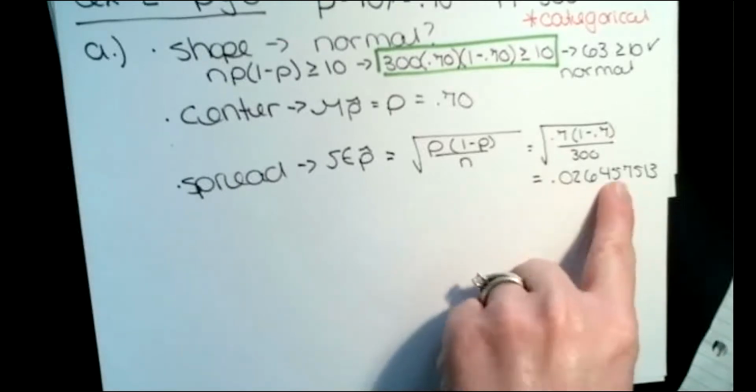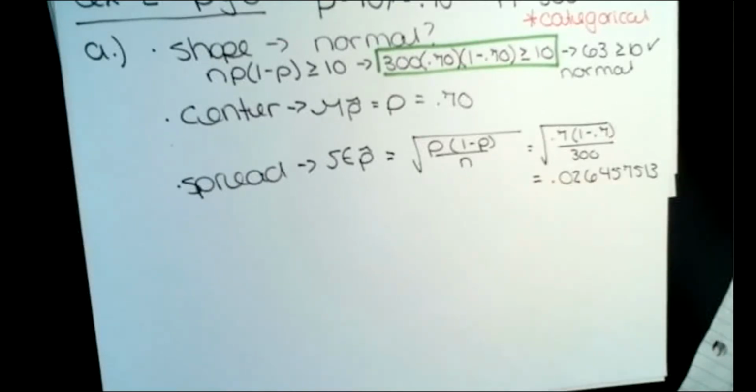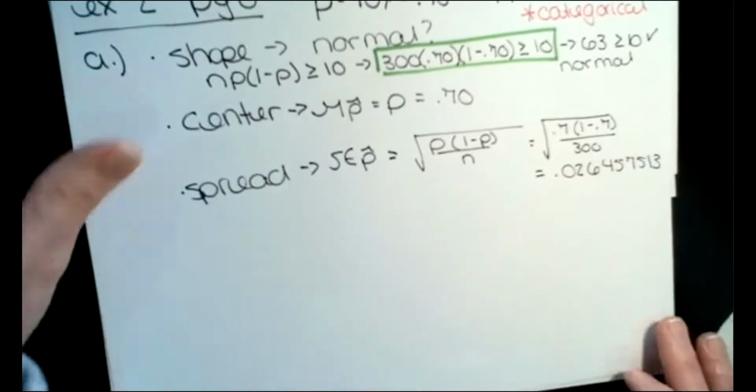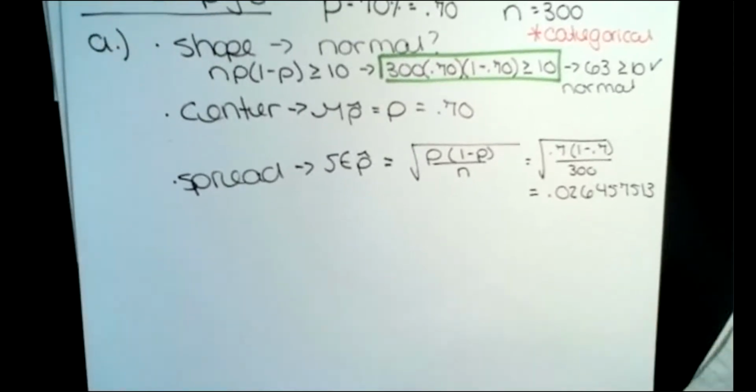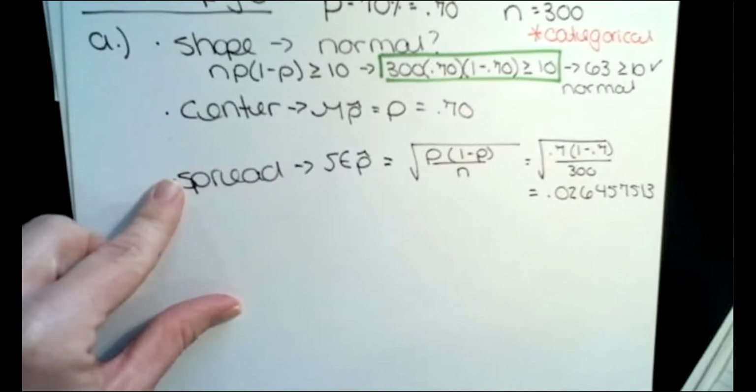But I try to leave it out as far as I can so I can get a more accurate answer. Remember, rounding just kind of leads to a less accurate answer, and we kind of just take that chance when we round. Okay, so that's describing my distribution.